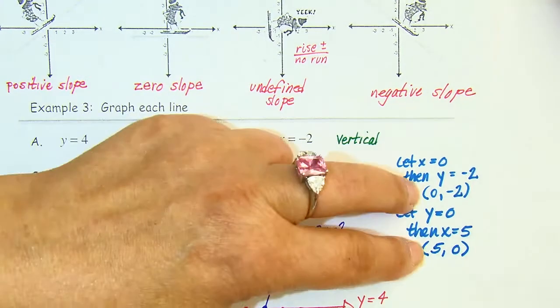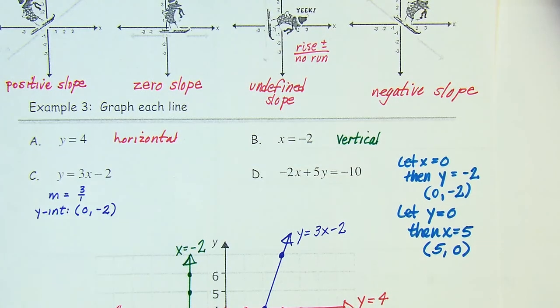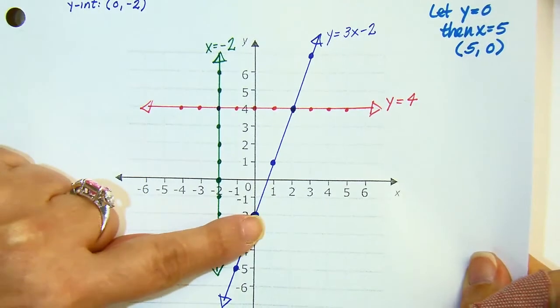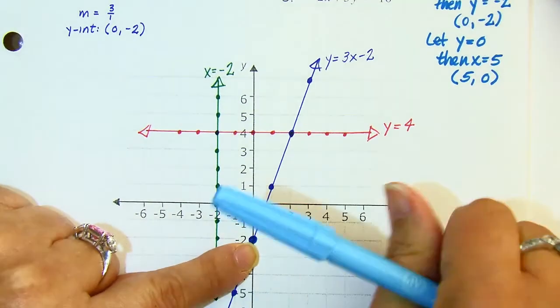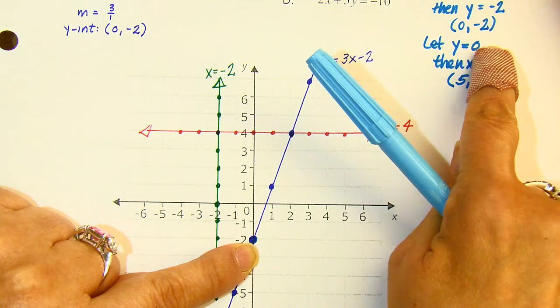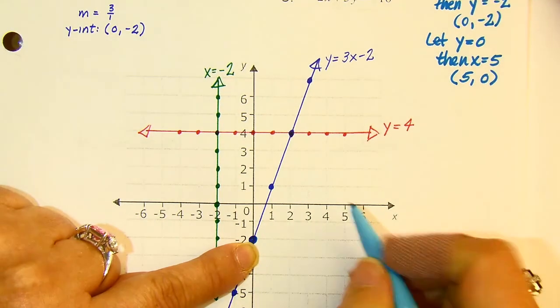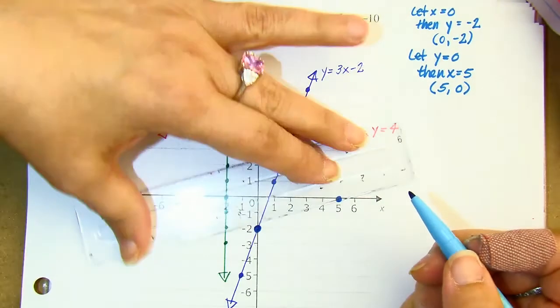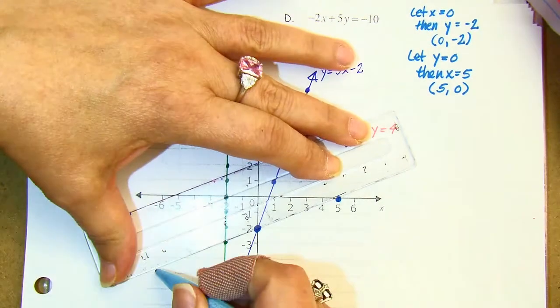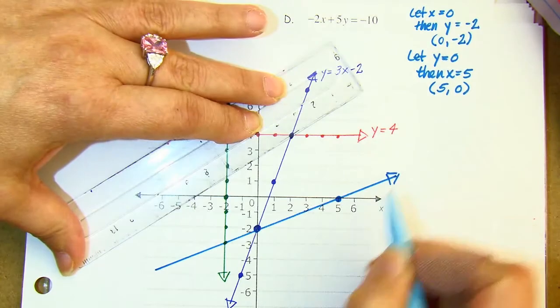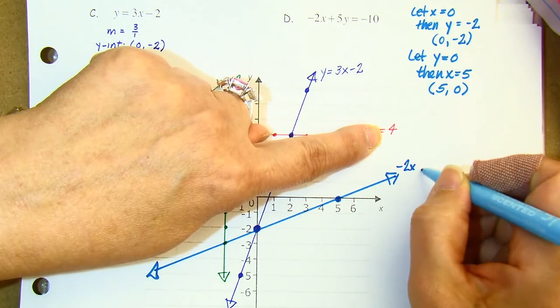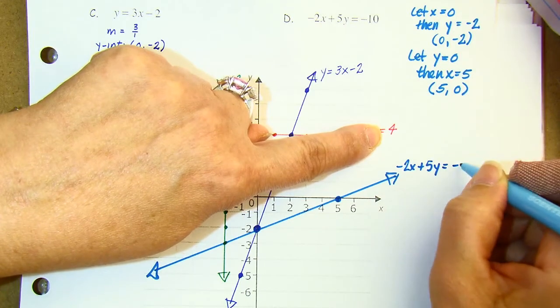And now I can plot these two ordered pairs. X is 0, y is -2. Well, that's this point right here. Sorry, this point right here. So I've got up here 0, -2. And now I'm going to plot 5, 0. X is 5, y is 0. And then I could connect those 2 points with a nice straight edge. And that would be the graph of -2x plus 5y equals -10.